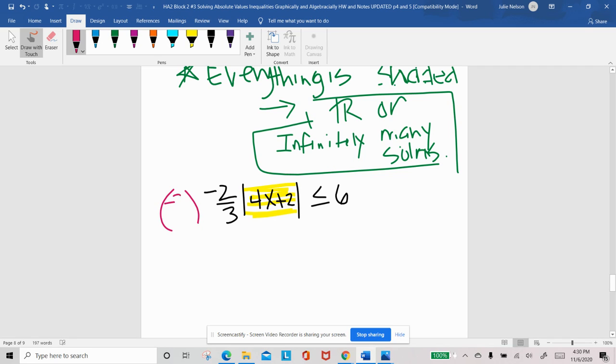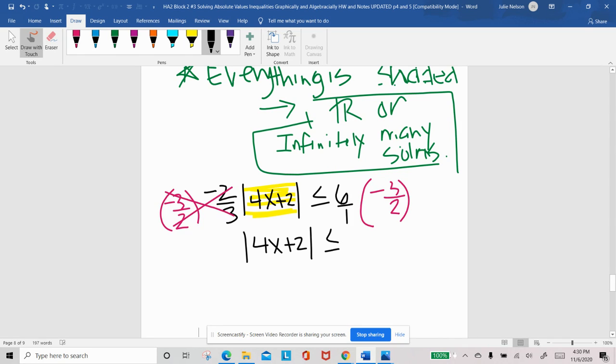So to get rid of it, I want to multiply by its reciprocal. It's the same thing as dividing by negative 2/3, which is multiplying by negative 3/2. And so now I'm left with the absolute value of 4x plus 2 is less than or equal. And when you multiply the numerator with the numerator, 6 times negative 3 is negative 18, and the denominator with the denominator, 1 times 2 is 2. Okay, negative 18 divided by 2 is negative 9.